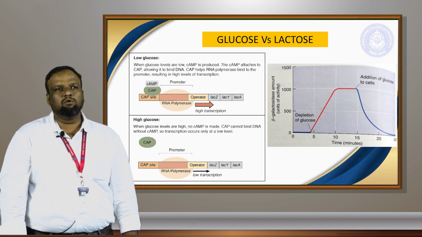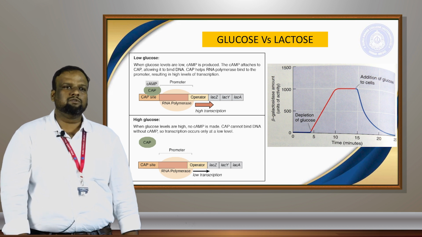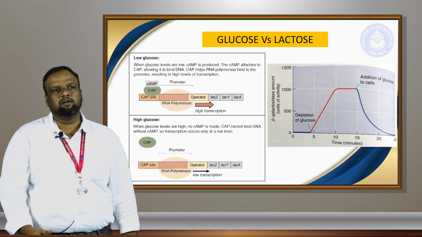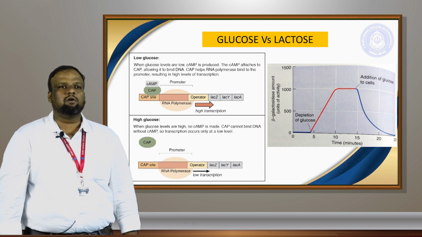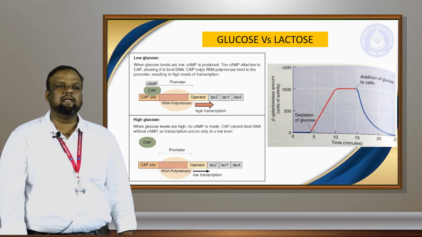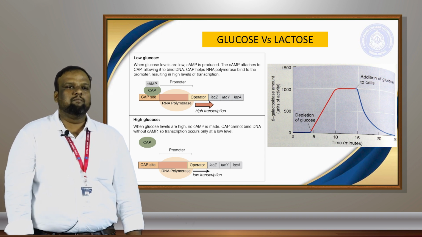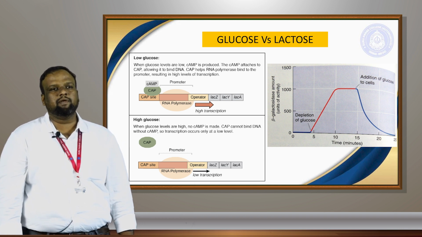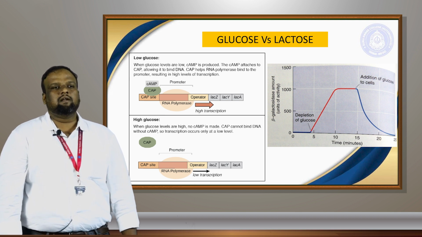In case when the glucose levels are very low in the medium, that means the energy levels are very low, so that the ATP molecules are converted into cyclic AMP. So this cyclic AMP will bind with the protein called catabolite activator protein, and then it will bind in the CRP site, and then it will initiate a high level of transcription. When glucose levels are very high, cyclic AMP is not formed, so that the CRP and CAP complex is not formed, so you will have very low transcription levels.